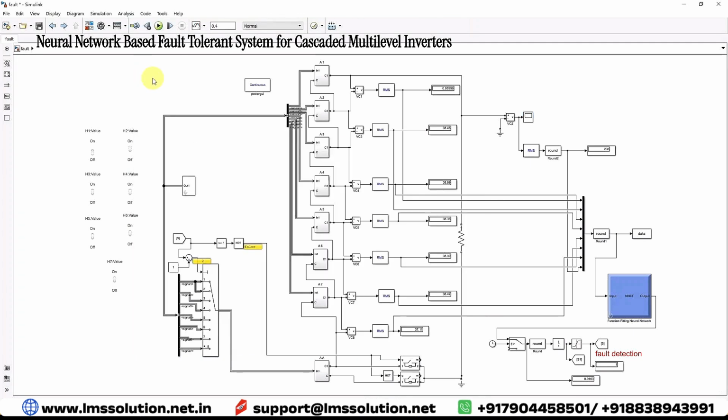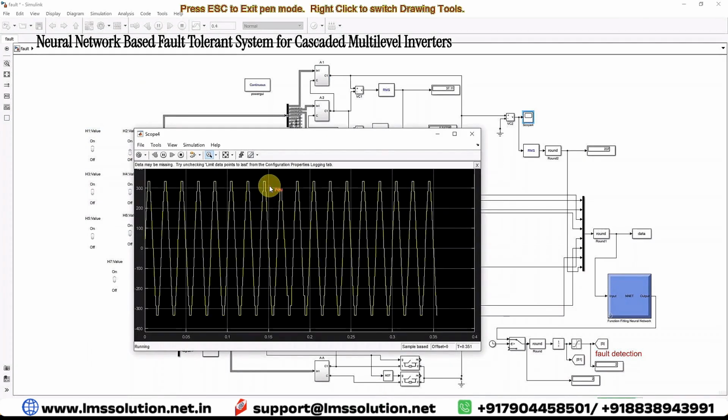In the same way, I'm going to create the fault in H-bridge 2 and we will see the results. Here also you can see that the fault occurs in H-bridge 2, and because of that the reduction in the level is detected by the neural network here. Here you can see that the value is 2. That means the fault occurred in bridge 2.